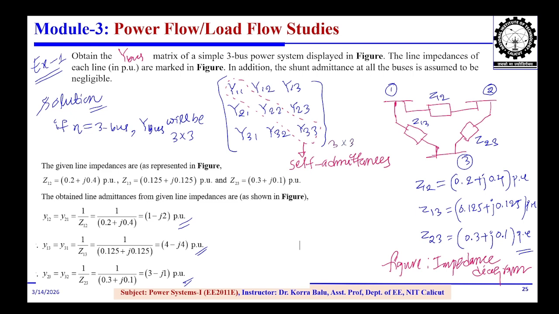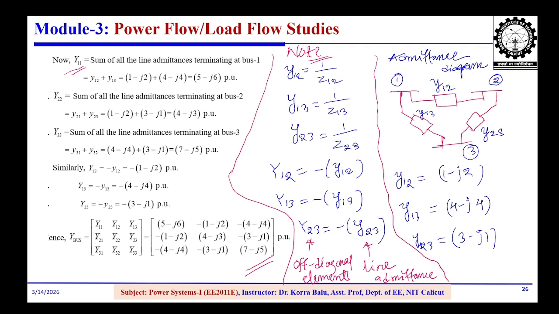Let us consider the 3-bus system, bus 1, bus 2, bus 3, with the corresponding line impedance values Z12, Z13, and Z23. These are the given line impedances. Now convert the given line impedances into line admittances. So Y12 is equal to 1 by Z12, Y13 is equal to 1 by Z13, and Y23 is equal to 1 by Z23. After converting the line impedances to line admittances, now represent them in the admittance diagram, Y12, Y13, Y23.